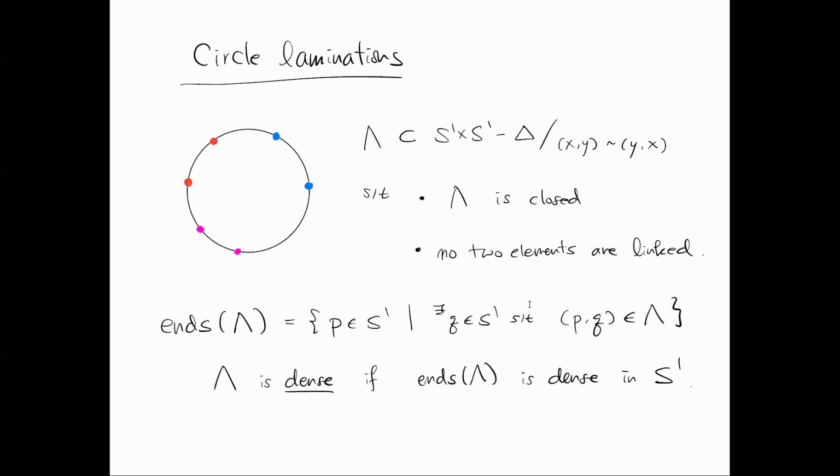All right. So for a circle lamination, the end of lambda is defined to be the set of points on the circle such that it is an end of some leaf of the lamination, right? So if there is some other point Q in the circle so that this pair PQ is an element of lambda. And lambda is called dense if the set of ends is dense in S1 as a subset of S1.